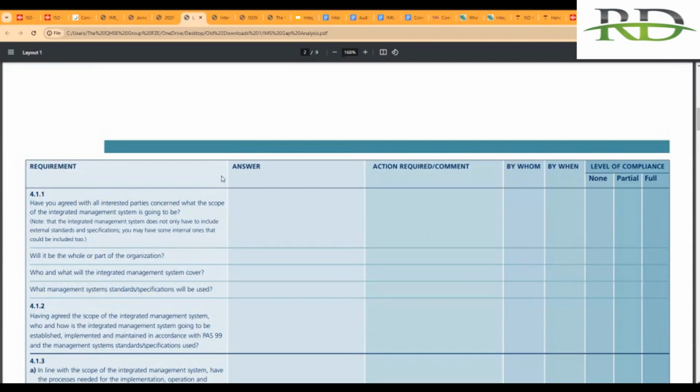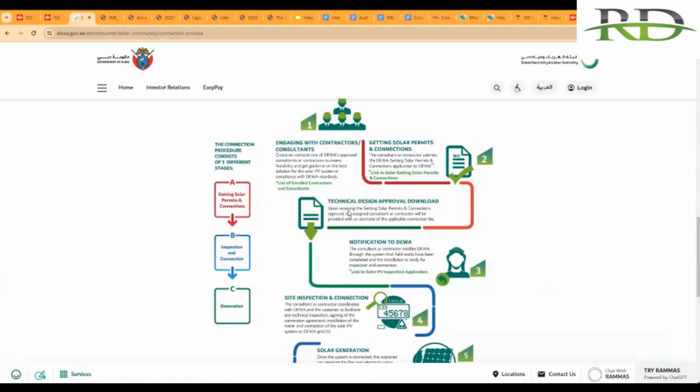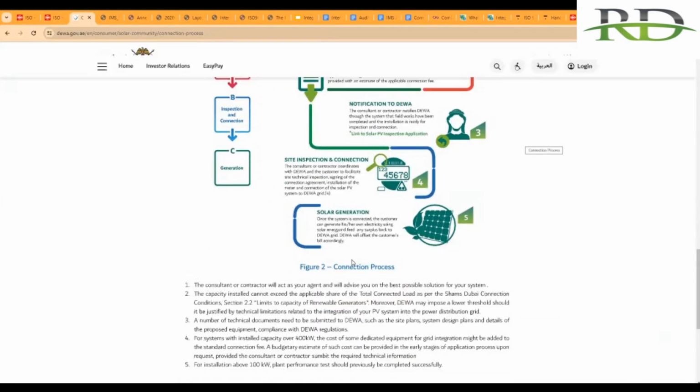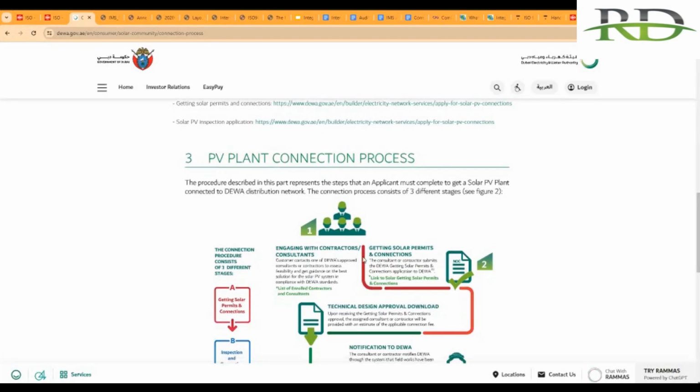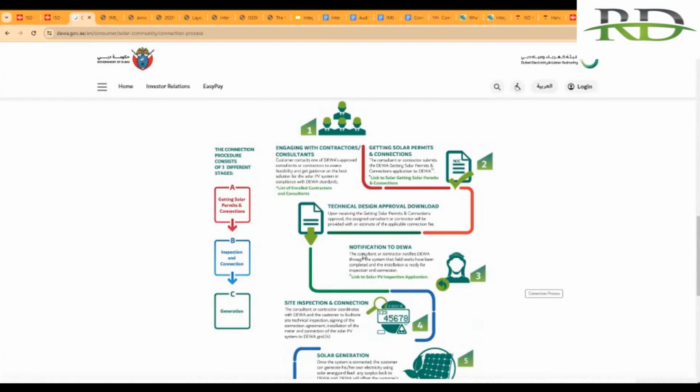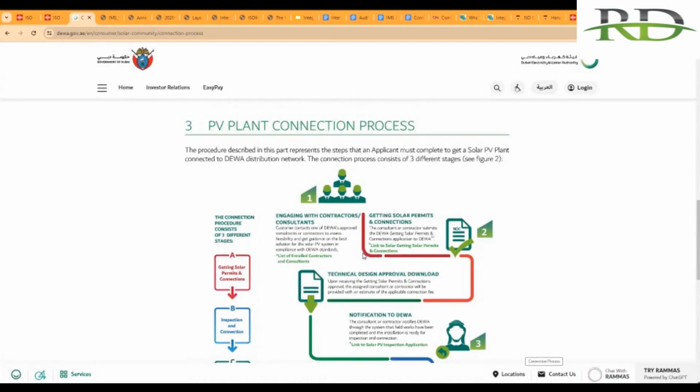So what you need as an auditor is to first of all review the process, okay? You need first of all to confirm that indeed there is an integrated management system here before you conduct an audit. Otherwise, you're going to waste your time.